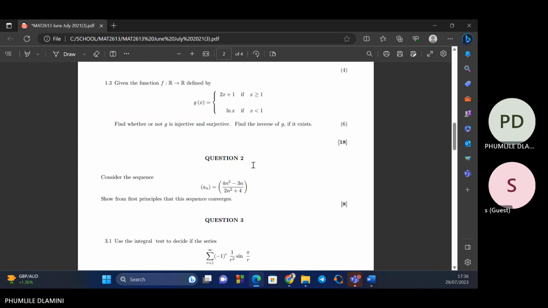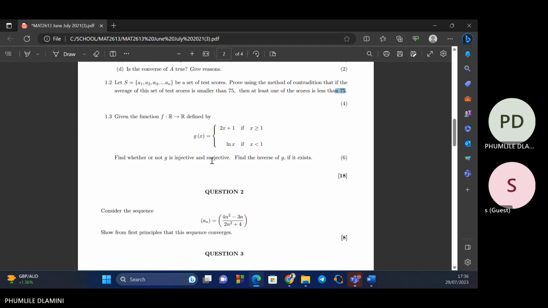So in this one number, we can proceed to number 1.3. So 1.3 says, given the function f from R to R, real to real, defined by g of x as a piecewise function, 2x plus 1 if x is greater than 0, and another rule if x is less than 0, find whether or not g is injective or surjective. Find the inverse of g if it exists.